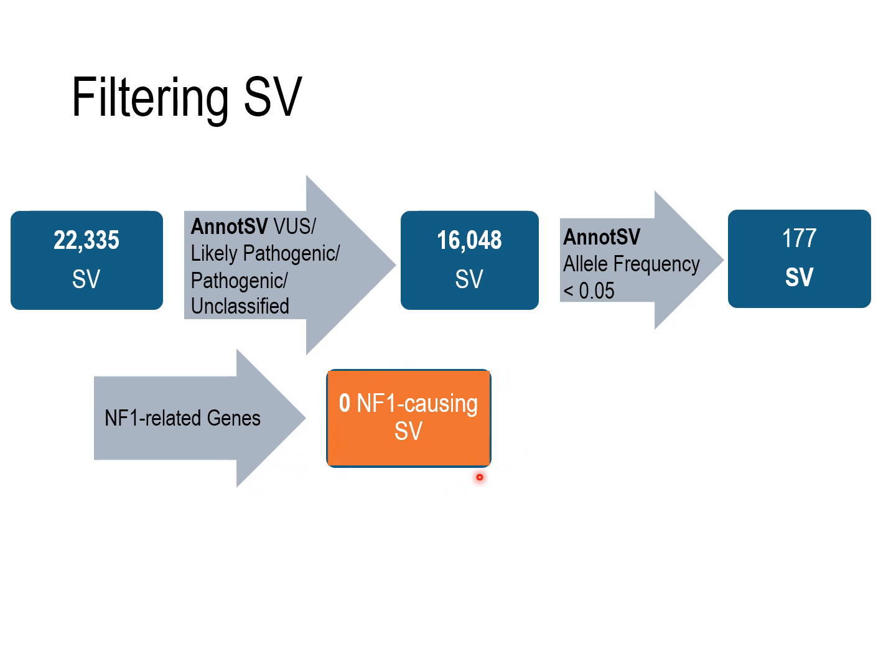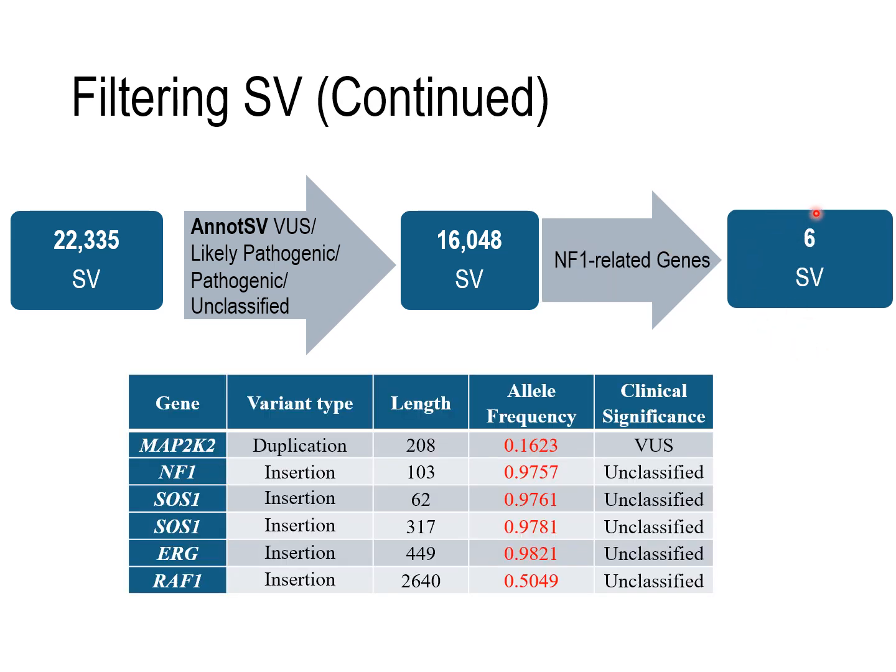This made me curious, so we tried an alternative approach. What if we skip the allele frequency filter? This identified 6 variants in NF1-related genes, shown in this table. However, looking at their allele frequencies, which range from 0.16 to 0.98, these variants are too common to be rare disease causing. Therefore, we concluded that there were no NF1 causing structural variants in our patient.